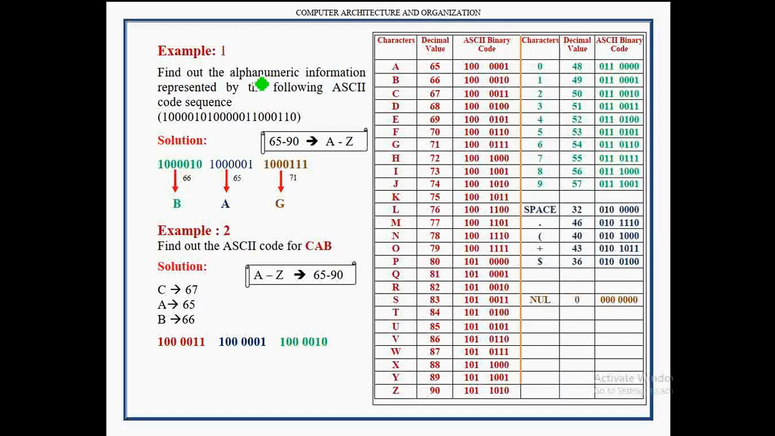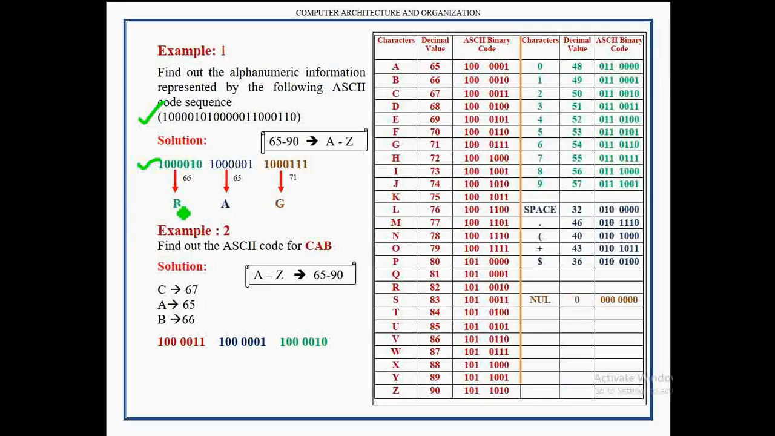Now let's find out the alphanumeric information for the given ASCII code sequence. To do this, first we have to break the sequence into 7-bit binary codes. If we break it into 7-bit binary codes, we will get 3 ASCII codes. We know that ASCII code is a 7-bit binary code. For each ASCII code, we have to find out the alphanumeric character.